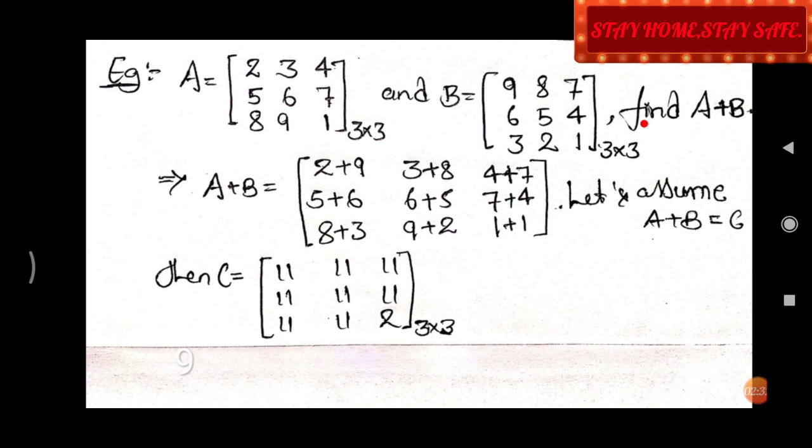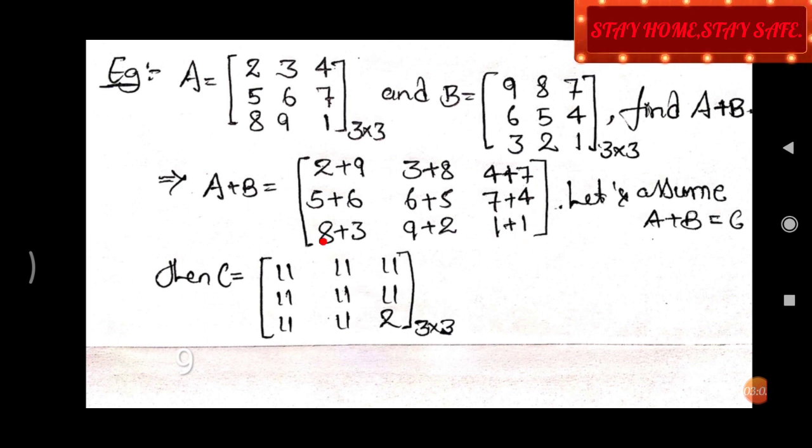The question says find A plus B, means get the sum of A plus B. So A plus B is equal to 2 plus 9, that is, corresponding elements 2 and 9. Similarly 3 and 8 means 3 plus 8, 4 and 7 means 4 plus 7, 5 and 6 means 5 plus 6, 6 and 5 means 6 plus 5, 7 and 4 means 7 plus 4, 8 and 3 means 8 plus 3, 9 and 2 means 9 plus 2, and 1 and 1 means 1 plus 1.